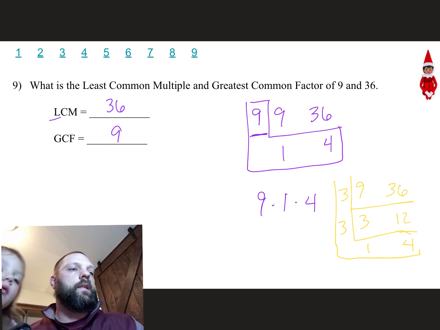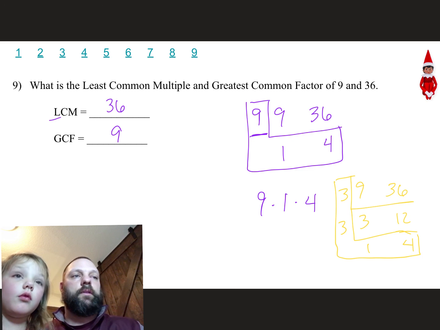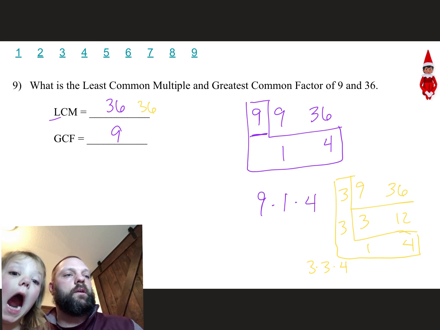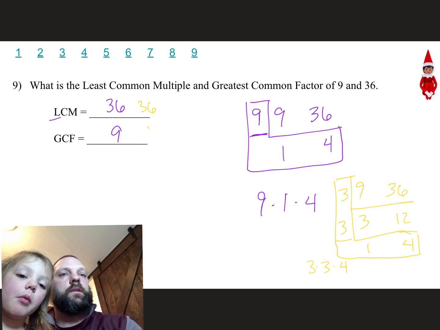And again, I still have the same thing there. 3 times 3 times 4 still gives me 36. 3 times 3 is going to give me 9.